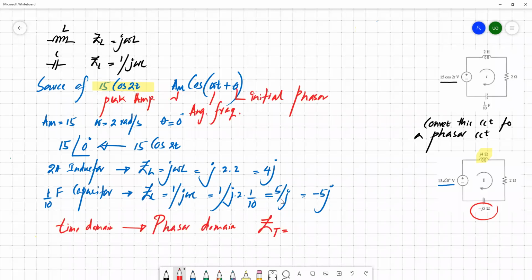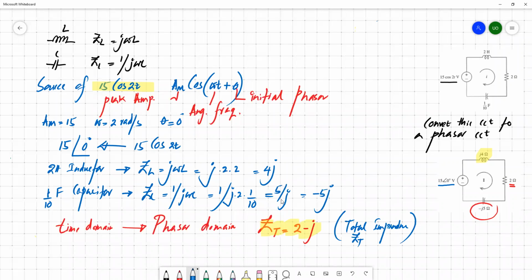So here we have a real component of 2 coming from this, and an imaginary component of 4j here, and here we have minus 5j. So these 2j minus j. So this is the total impedance of the circuit, ZT. You can use whatever notation; ZT, for this case, is the total impedance.